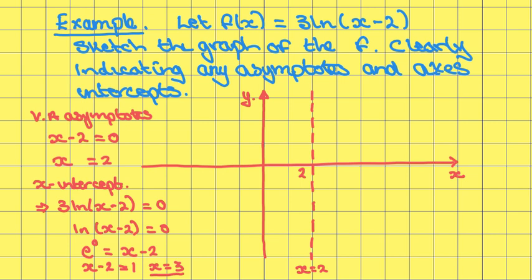So let's put on our x-intercept. So that would be 3. So our line is going to go up there. It's going to pass through there and up. The 3 in the equation just means that your graph is a little steeper than it would have been if it was just log x minus 2.